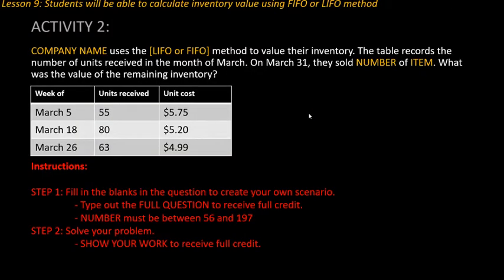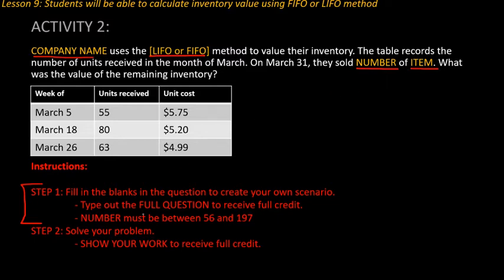So that brings us to our second activity. Just like before, you're going to be filling in some information to create your own problem, and then you're going to solve it. So step 1, I want you to fill in the blanks. So fill in the company name. You get to decide if you want to use the last in, first out, or first in, first out method. Just pick one and stick to it, okay? Then you'll decide the number and what the item is, okay? And feel free to be creative or silly with this.